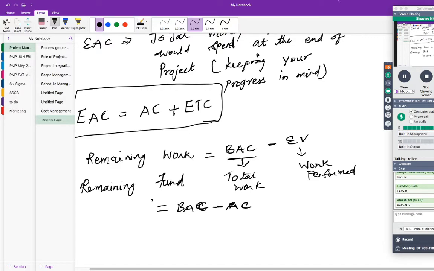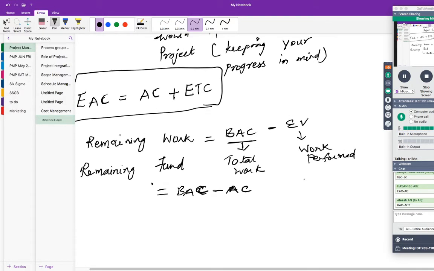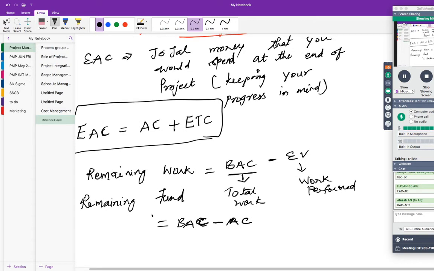Now let's go and forecast. So what do you mean by forecasting? We are going to find out EAC. So if we find ETC, then we can find EAC, correct? If we find ETC, then we just add it to the actual cost, and we get what? EAC. What is estimate at completion? What is the total money you would probably end up with? Okay, so that's estimate at completion.